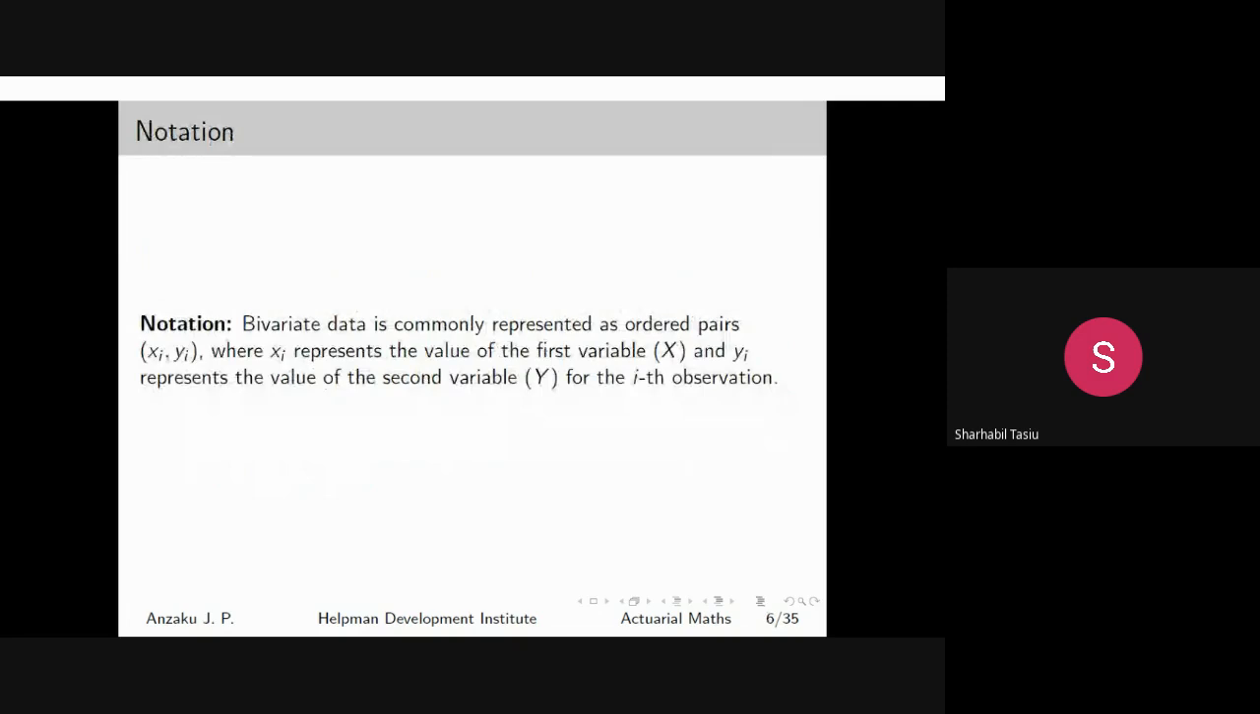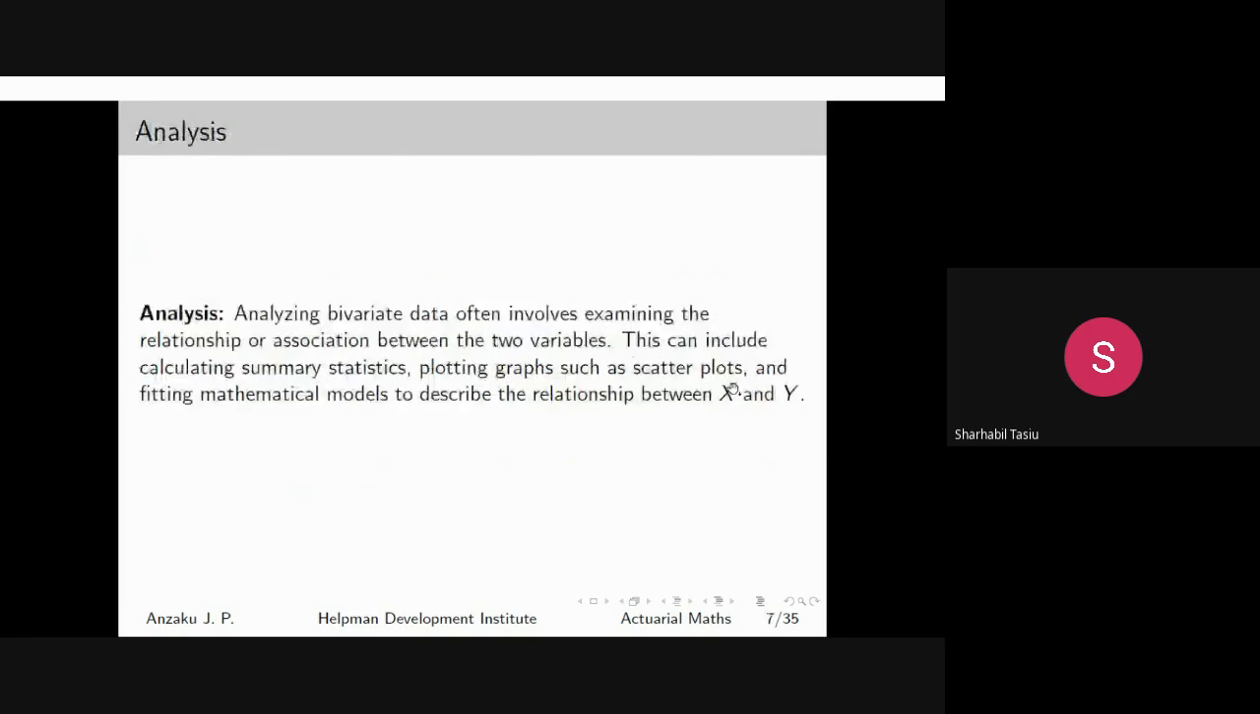So notation, just like we stated last week, is represented as ordered pairs. We have (xi, yi), where xi represents the value of the first variable x, and yi represents the value of the second variable y. That's for the ith observation.